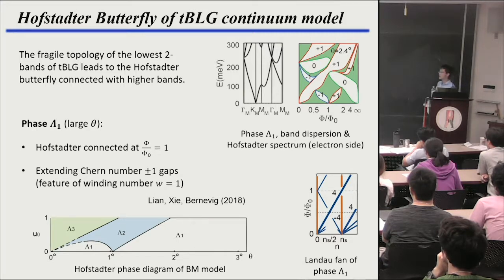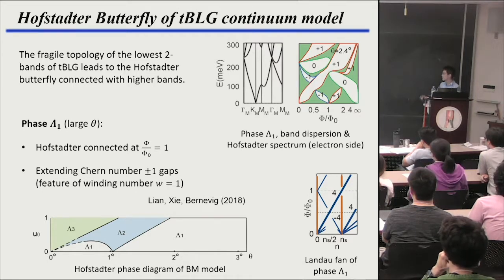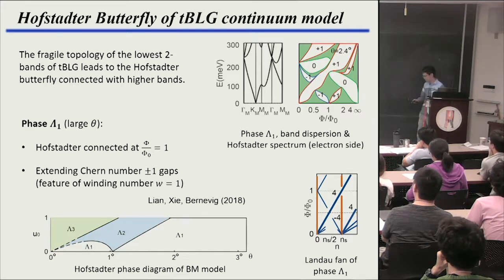Because twisted bilayer graphene has a very large unit cell, this is actually experimentally detectable. Basically, you can reach one flux per unit cell by, for example, for 1 degree, it's just 25 tesla, which is reachable experimentally.